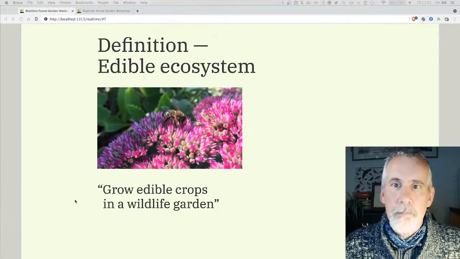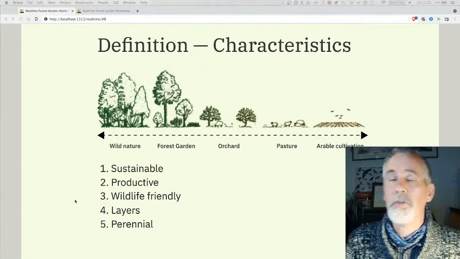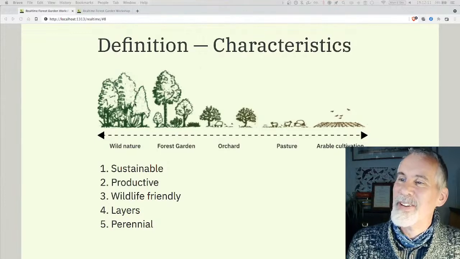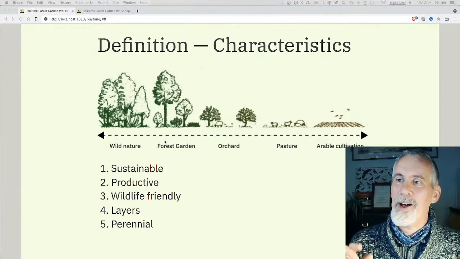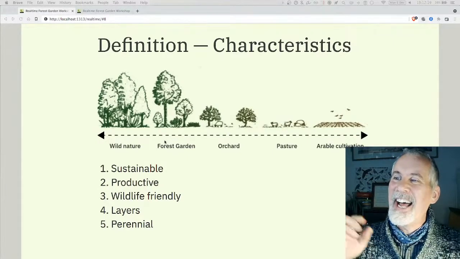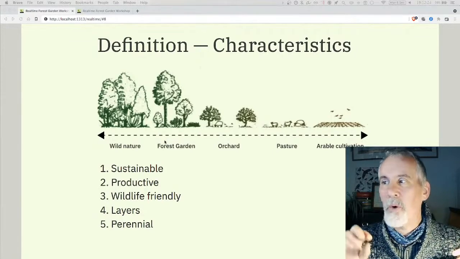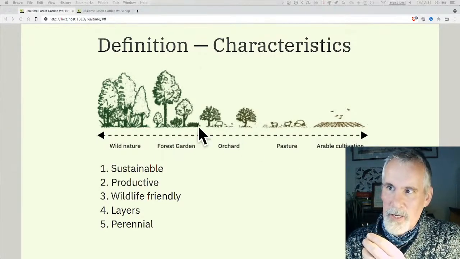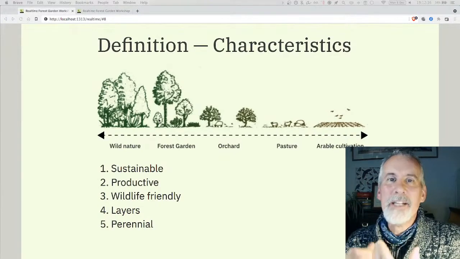Now I've put here some characteristics of a forest garden. This is an illustration from Martin Crawford's book, which many years ago he said I could use, so he's probably forgotten about that. On the left hand side it's wild nature, whatever that means, and it goes through to the right. The further right you go, the more inputs are required, the more energy, the more fragile, the less wildlife. So with the forest garden, we're on the cusp of letting nature do the work.